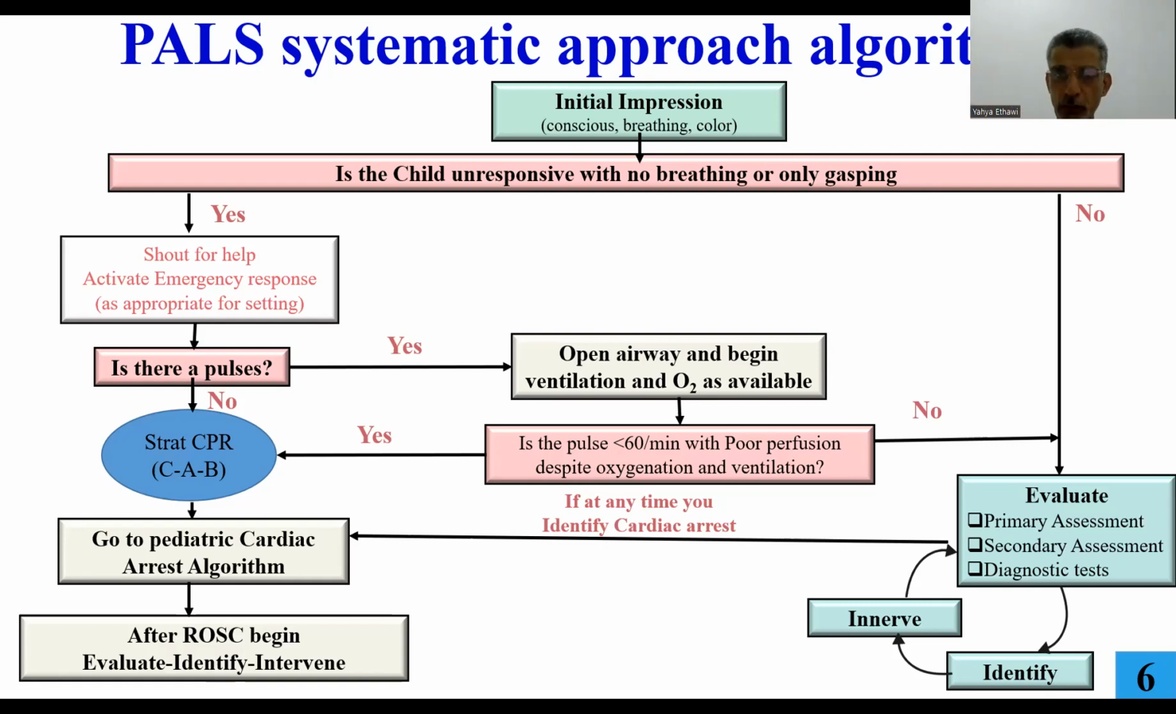So let's make it short. You check the consciousness, check the breathing and color, and then decide: is the child conscious or not? Breathing or not? And if breathing, gasping or not? If yes, shout out for help and check the pulse. If there is no pulse, do CPR. If there is a pulse, give ventilation support, whether invasive or non-invasive, give 100% oxygen, and check the pulse. Less than 60, treat it as an arrest. More than 60, do your routine of evaluate, identify, intervene.